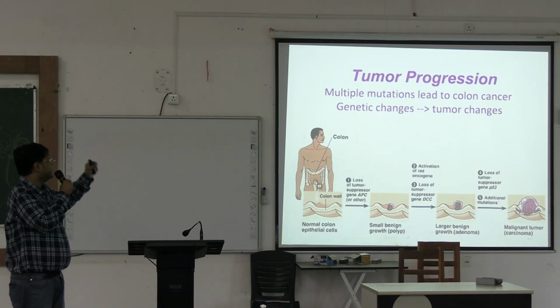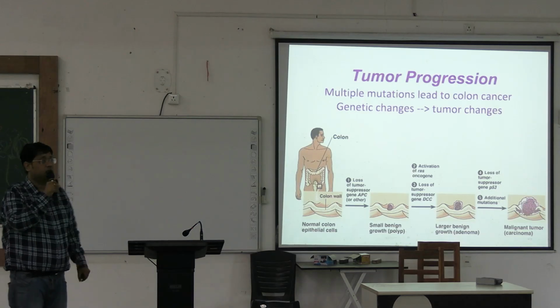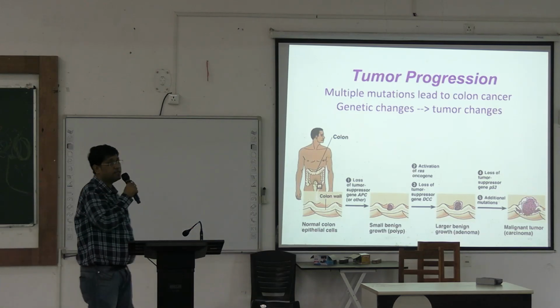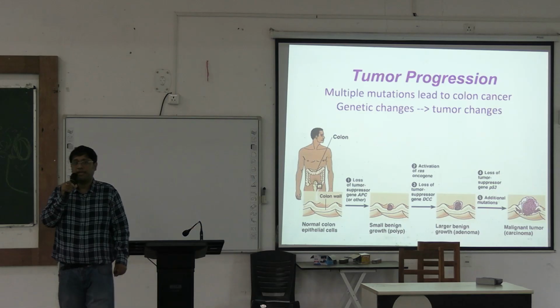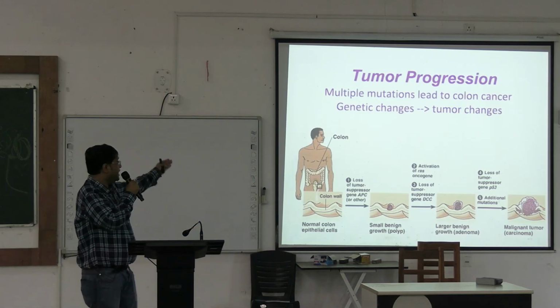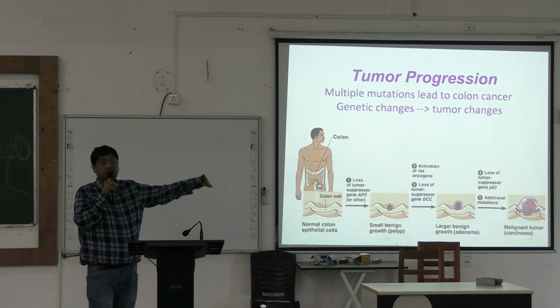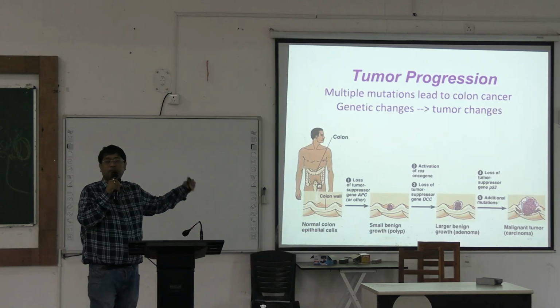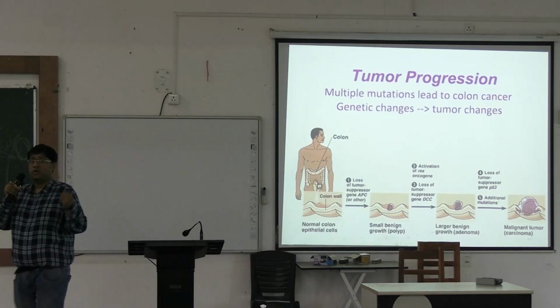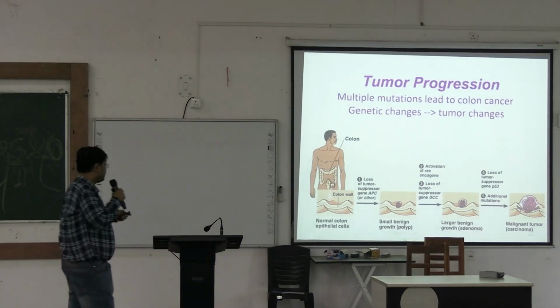Multiple mutations lead to colon cancer, genetic changes leading to tumor changes. So this is not a simple or one-step process, but always a complex and multi-step process. Initially it was benign, and as it progresses, with new changes in the tumor, it is becoming more and more aggressive. So more and more aggressive with time.